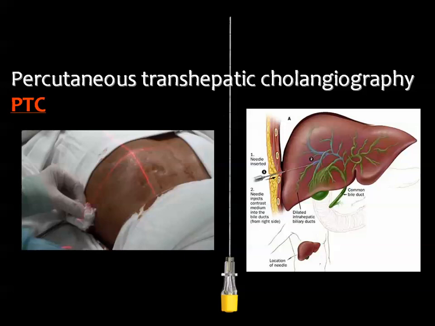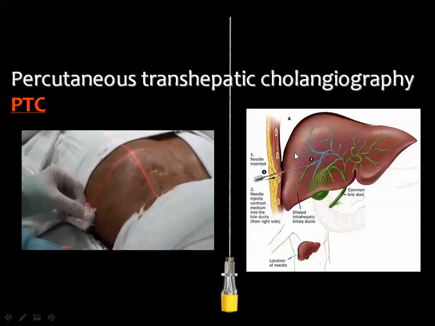And we used to introduce this needle, which is known as the Chiba needle, percutaneously through the right hypochondrium. We directed medially, anteriorly, and upward, going through the liver, and then we remove the core of the needle, injecting some contrast media.